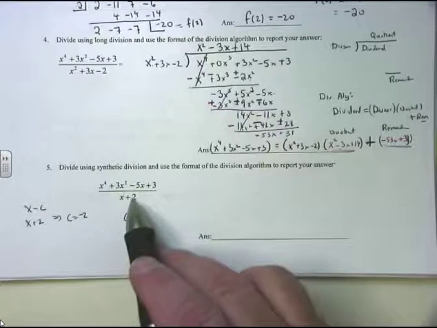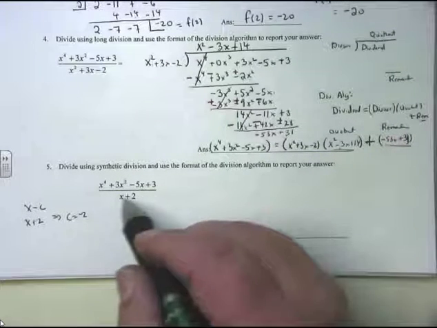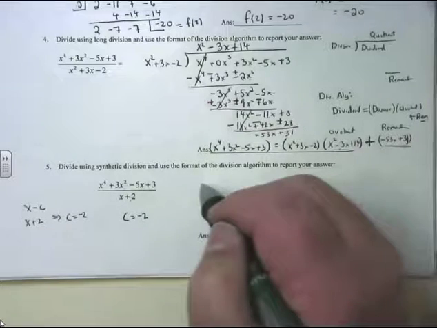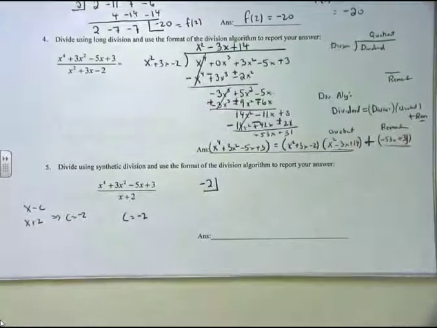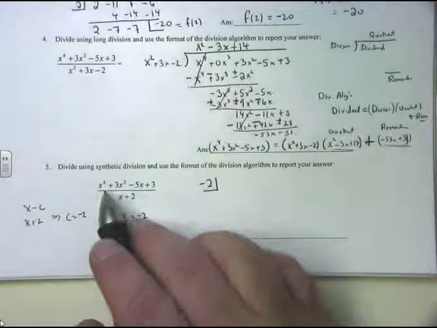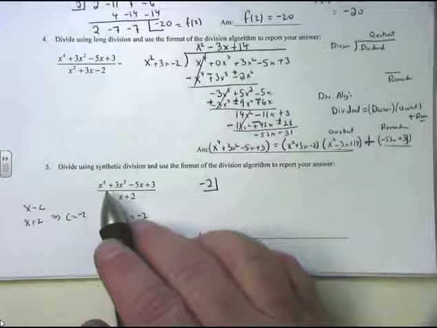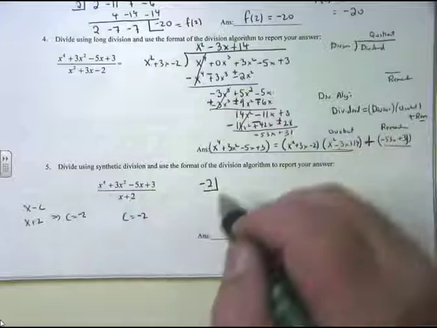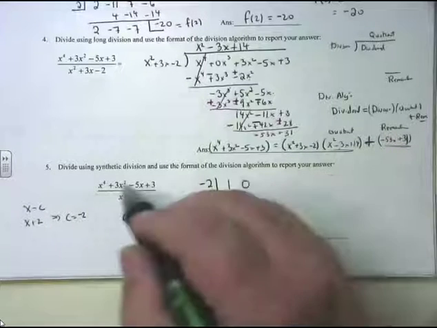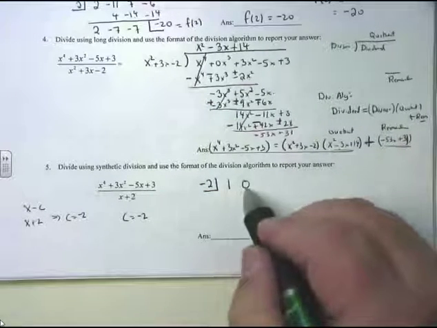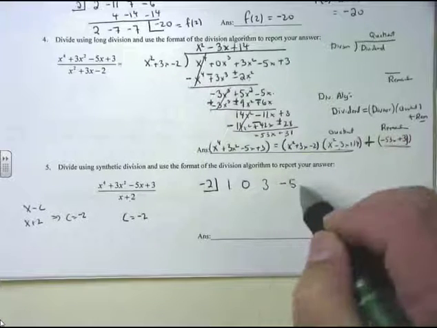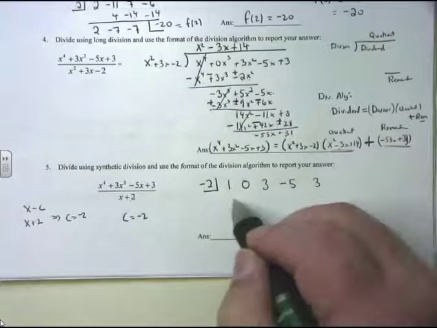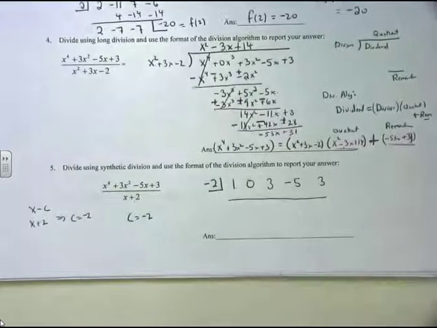The C is always the opposite number that you actually see. I see x plus 2, C is going to be negative 2. I'm going to take negative 2 and divide it into my coefficients. But you'll notice that there's a term missing. There's no x cubed term, so I have to put a 0 in for it, otherwise this doesn't work out. This is 1, 0, 1x to the 4th, no x cubed, plus 3x squared, minus 5x plus 3. Skip a line, draw a line.